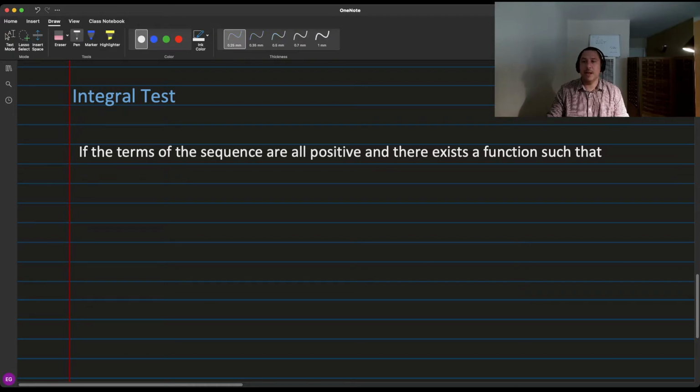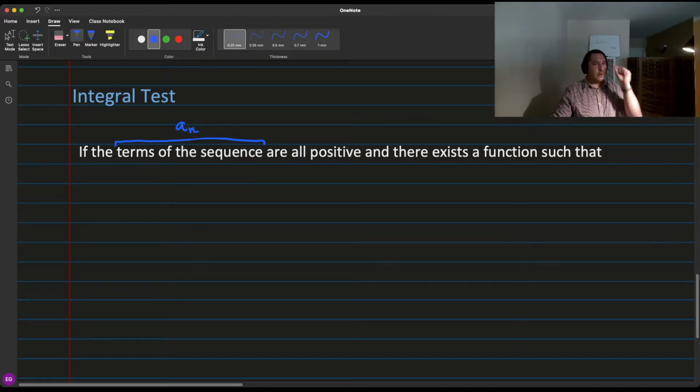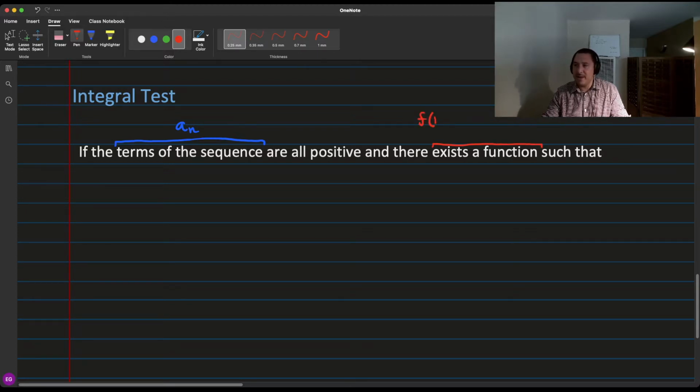So, okay, I'm going to explain this. Your terms of the sequence, you remember how you have a formula for them? And we call those a_n? Right, a_n is the explicit formula for the terms of the sequence. You need to find a function so that f of n equals a_n after some point, after the term big N.